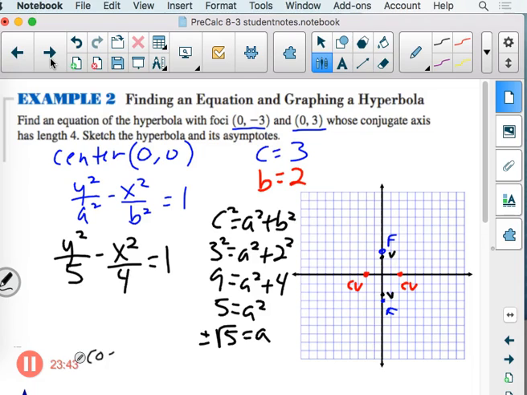So what do we do over there? Draw a box. Now forget about the foci when you're drawing the box. They are not part of the box. Vertices and covertices. What's the box for? Asymptotes.